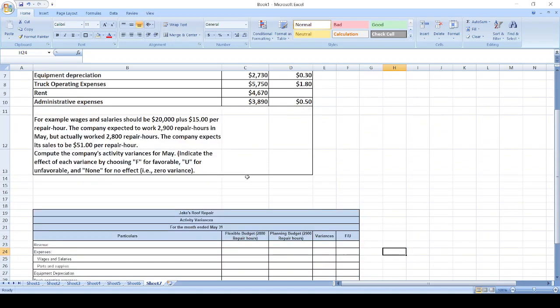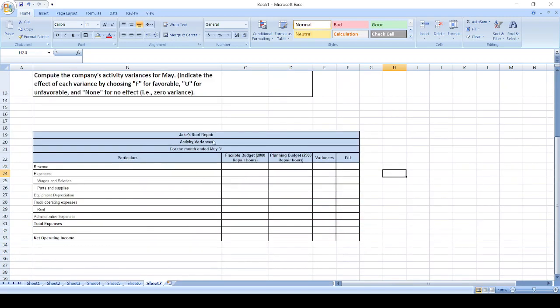So let's start. This is the performer, Jake's Roof Repair activity variances for the month ended May 31st. Particulars: flexible budget, which is 2,800 repair hours, planning budget for 2,900 repair hours, and variances, favorable or unfavorable. Let's start.